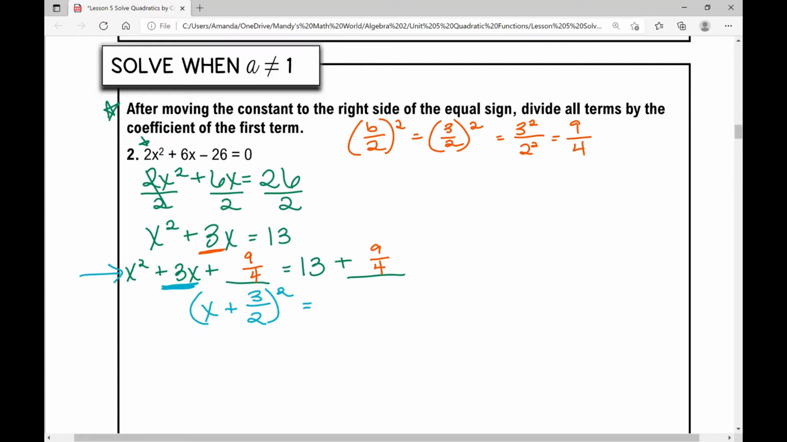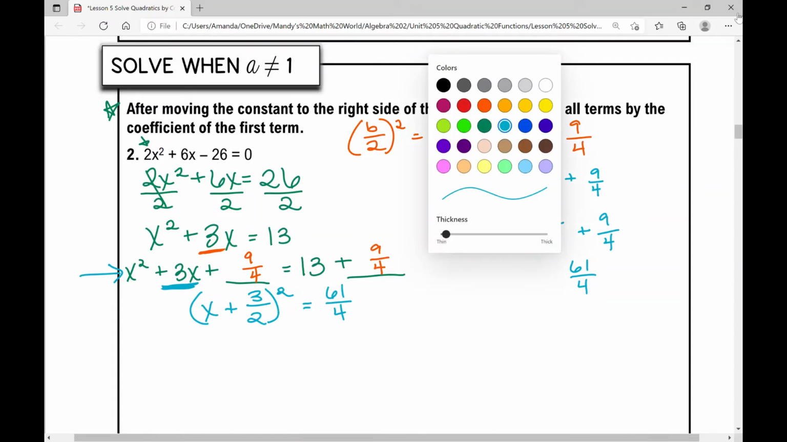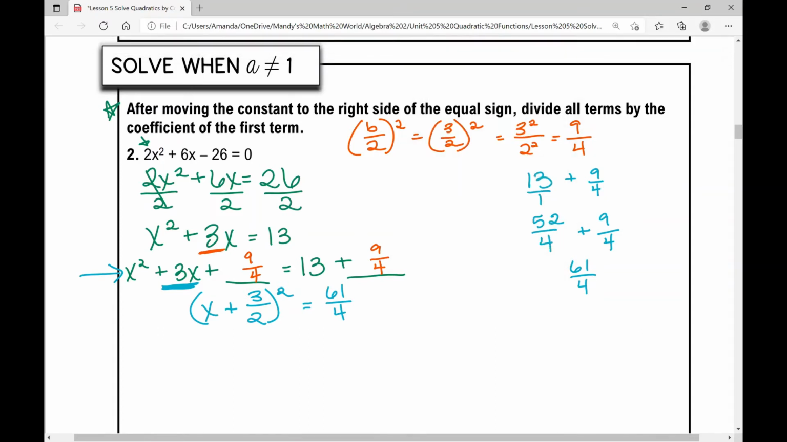Okay, well now, let's do this off to the side. 13 plus 9 over 4. Well, I'm adding fractions. What do I do when I'm adding fractions? I get a common denominator. 13 over 1 is the same thing as what over 4? 13 times 4, which is 52. So I'm just rewriting numbers with a common denominator, and now I can add the numerators, keep the denominator. 52 plus 9 is 61, and I get 61 over 4. I know it looks ugly, but we'll work through these problems together, and you'll be perfectly fine.